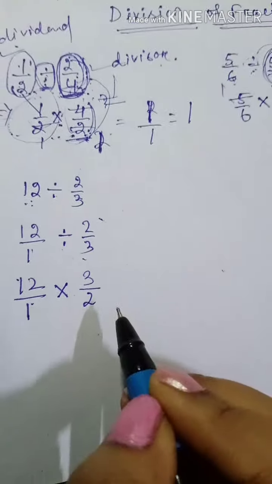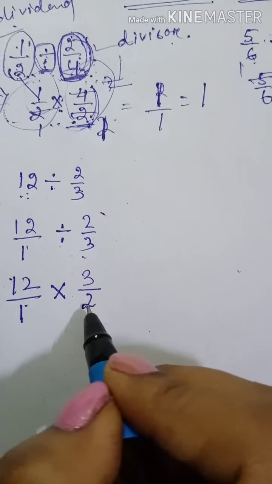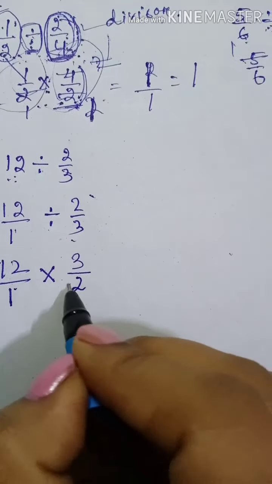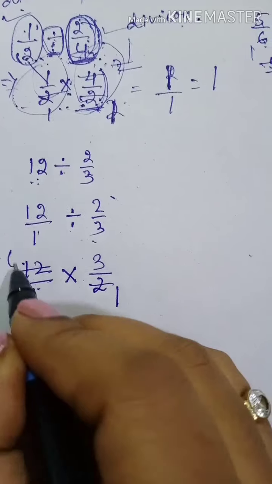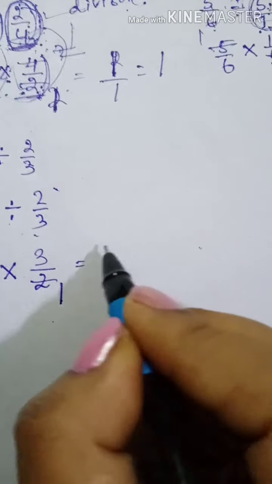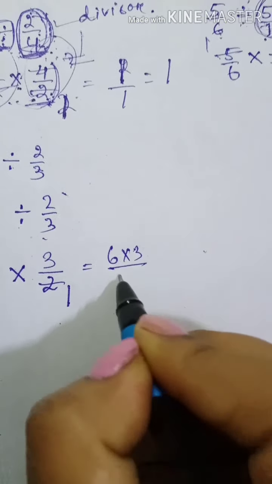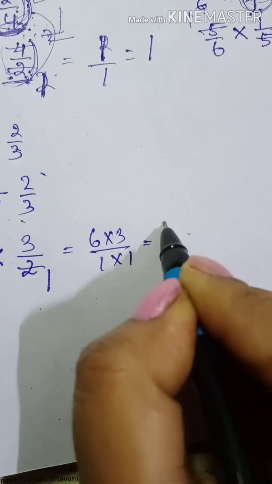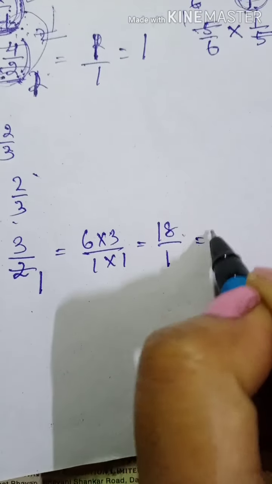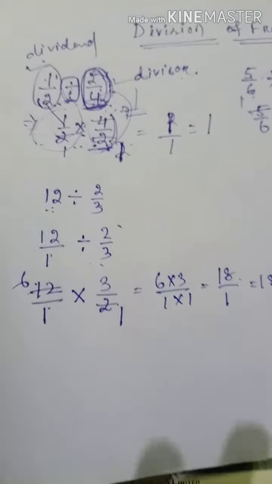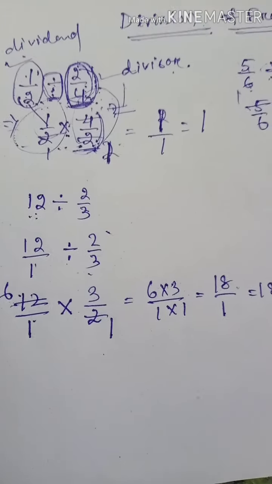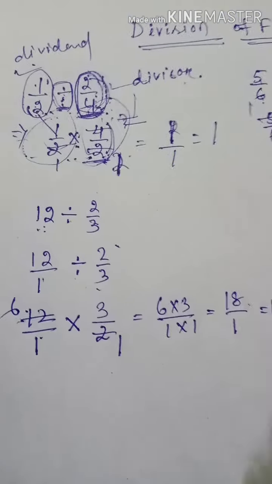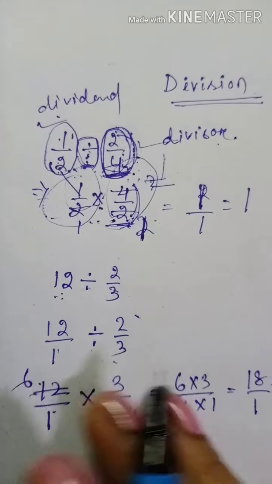That is 3 by 2. Clear? Then we have to follow the multiplication. We have to simplify. 2 1s are 2, 2 6s are 12. What will remain? 6 into 3, 1 into 1. 6 3s are 18 by 1. The answer is 18. Okay, so like this, you have to do the other questions.